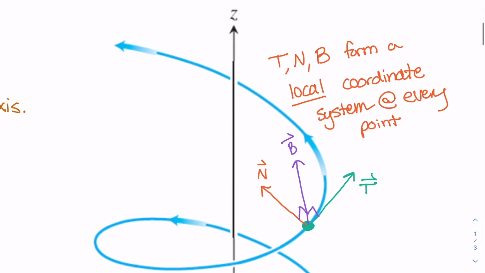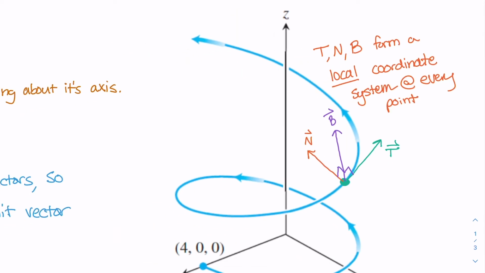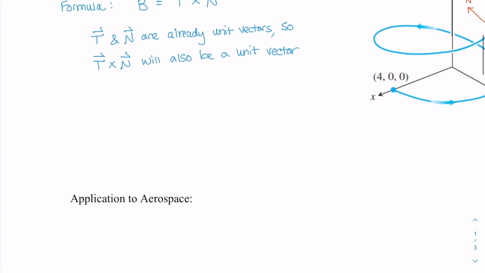So we have this big unchanging global coordinate system with x, y, and z, and then for every specific point on a unique curve R, there's a unique local coordinate system that changes with us. And so that's going to be useful in the next couple sections for breaking down components of acceleration or components of force into this local coordinate system. And we'll see how that's useful. One of the big applications is to aerospace engineering.